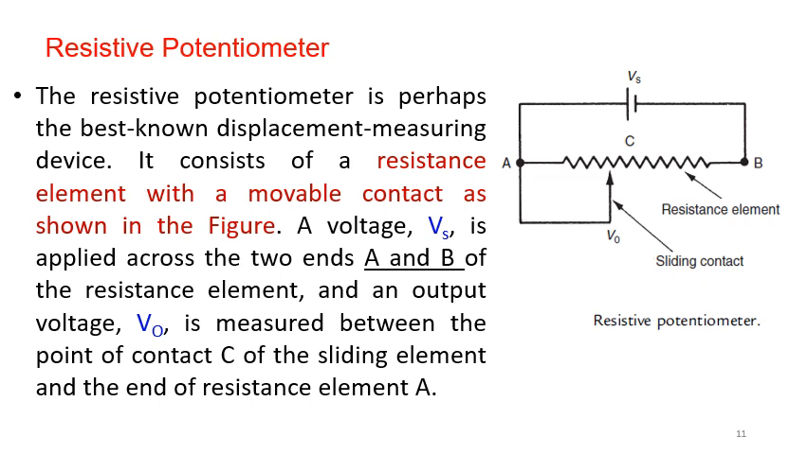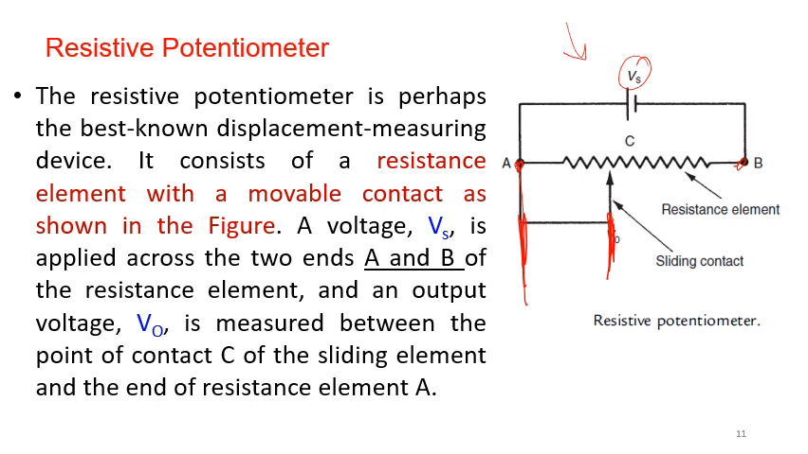A resistive potentiometer is a kind of displacement measurement, where we are measuring the displacement in the form of voltage. How can this be? If you look at the figure here, we have a voltage Vs applied to a variable resistor between point A and point B. And the output voltage is taken between point A and point C.